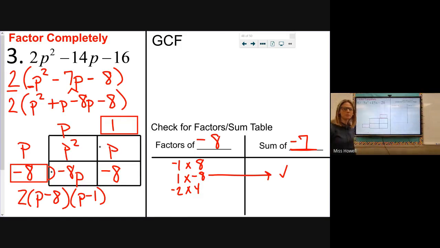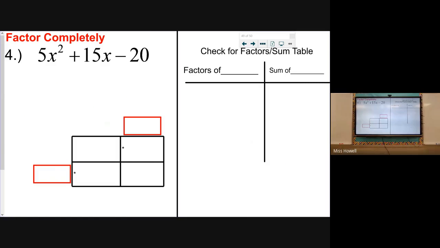All right, last one, number 4. And we have a 5x squared plus a 15x minus 20. We want to factor it completely. All right, got to look for GCF first. 5x squared, 15x, and negative 20 all have a common factor of 5. This has 2 x's, this has 1 x. This one back here doesn't have any x, so we cannot pull out a variable x. They don't all have it in common.